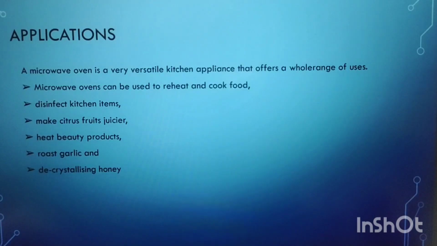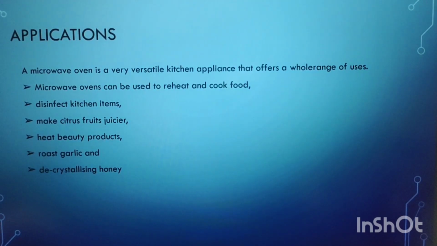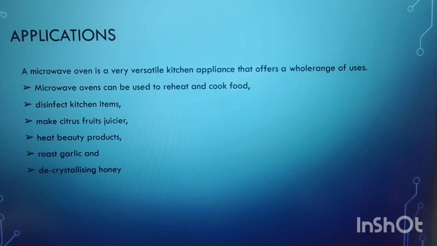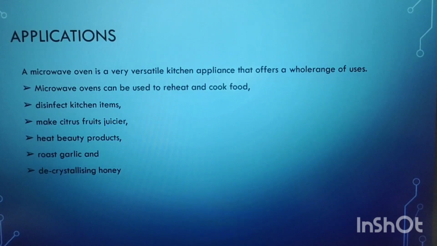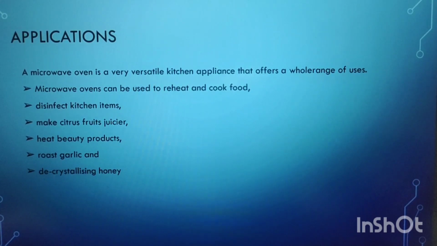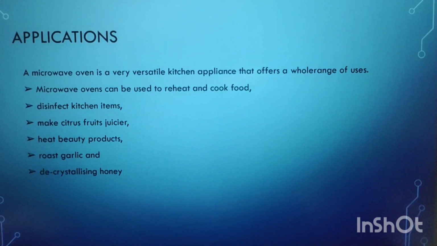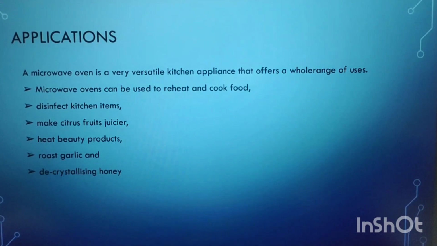We can see the applications. A microwave oven is a very versatile kitchen appliance that offers a whole range of uses. A microwave oven can be used to cook and reheat food, defrost kitchen items, make juices from fruits, heat beauty products, roast garlic, and decrystallize honey. These are the applications.